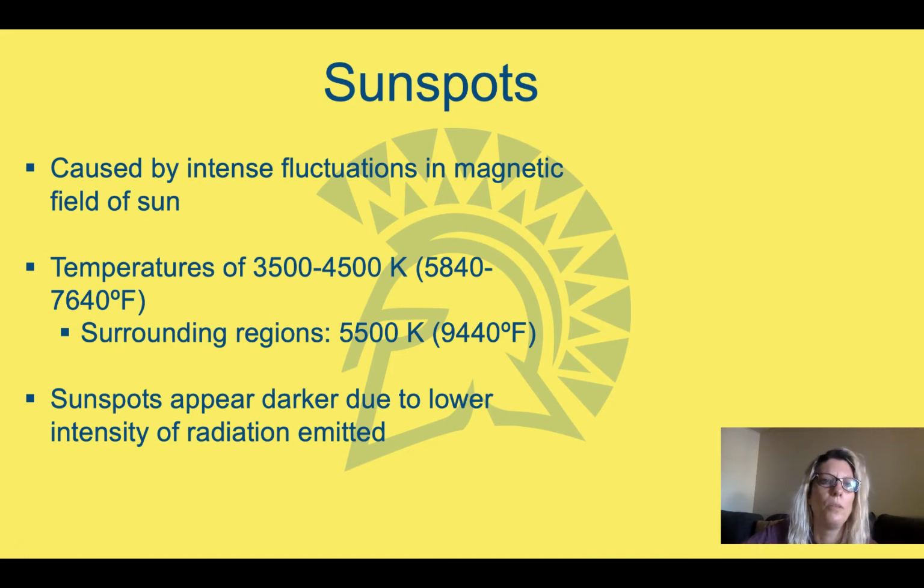Now, sunspots are caused by an intense fluctuation in the magnetic field of the sun, where their temperature is going to be about 3,500 to 4,500 Kelvin, but the surrounding regions will be 5,500 Kelvin. So, that's why they're darker in appearance, because they're not as high of a temperature, or lower intensity of radiation emitted.